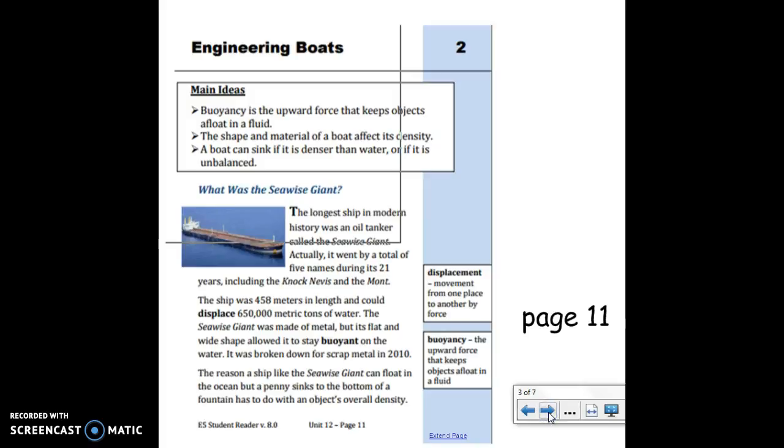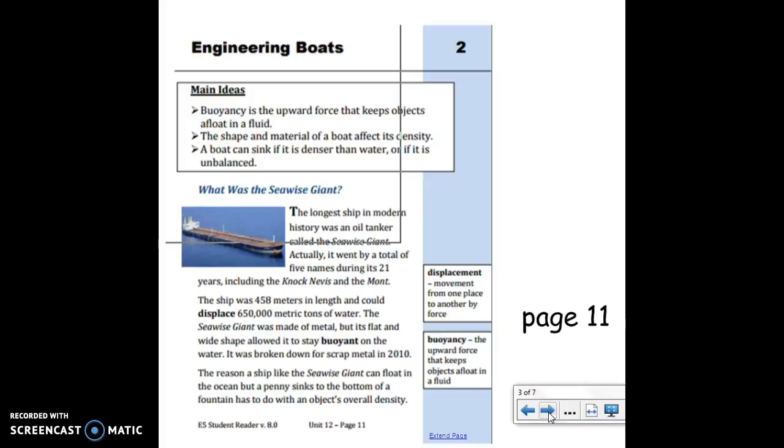Engineering boats. Main ideas. Buoyancy is the upward force that keeps objects afloat in a fluid. The shape and material of a boat affects its density. A boat can sink if it is denser than water or if it is unbalanced.